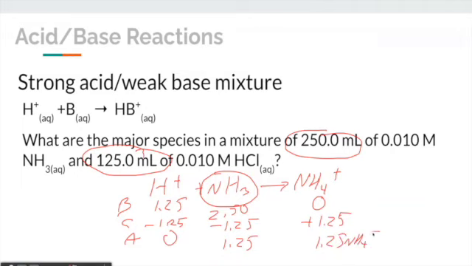Now, you probably didn't have to go through that whole RICE chart or BCA chart to come up with this answer, but what are the major species? There's still some NH3 left. We have produced some NH4+, that's present. There's going to be chloride ion from the H+, and then obviously there's water, because that's the background that all of this is happening in.